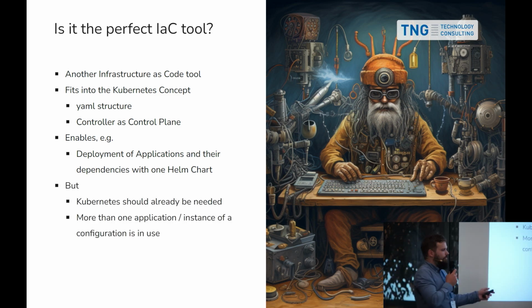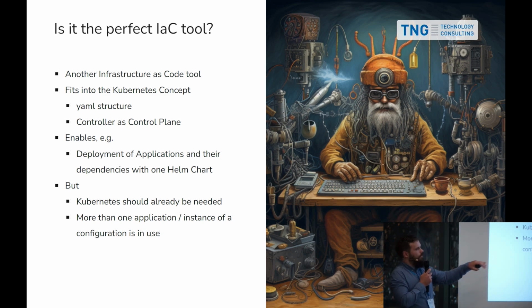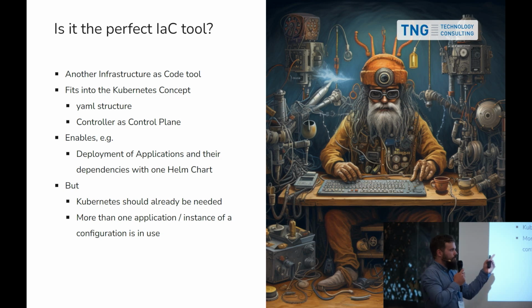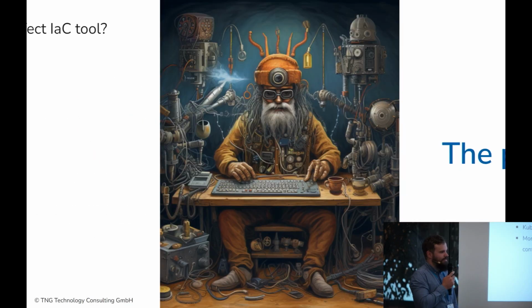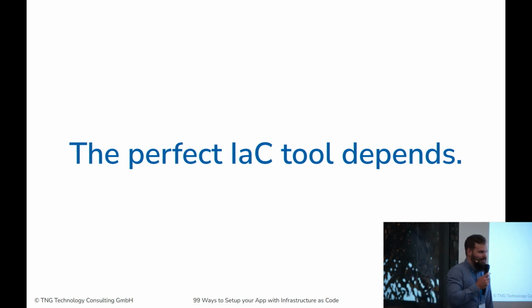But, and I framed it already, Kubernetes should already be there. So if you have one application, it's rather useless, depending on the load and the features, to use Kubernetes. But now also introducing Crossplane instead of, for example, Terraform, which is rather easy to use, is, I would say, not recommended. And also, one of the features is this templating of the infrastructure. You should really utilize this. If you do not utilize it, it's rather not a big deal. So, the perfect infrastructure as code tool. Does it exist? For sure, but it depends, right?